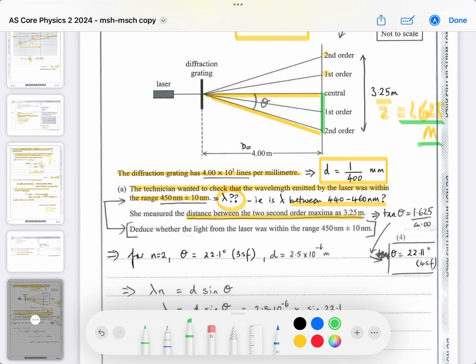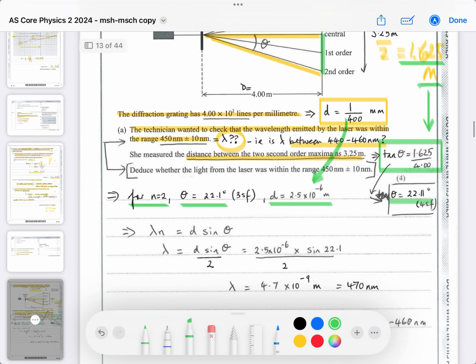That allows us to use tan theta: divide 1.625 by 4 meters, which is opposite over adjacent, and that will give you a theta of 22.11 degrees. Now they want us to deduce for the second order, so we know n is 2. We worked out theta is about 22.1 to 3 significant figures, and 1 over 400 is 2.5 times 10 to the minus 6 meters. So you've got to change that into meters.